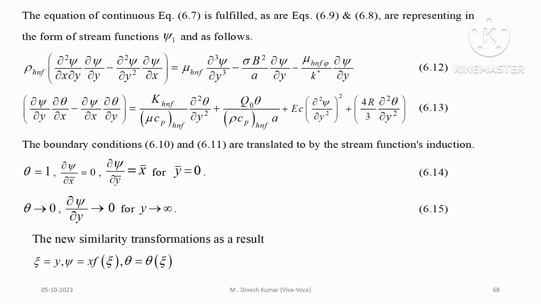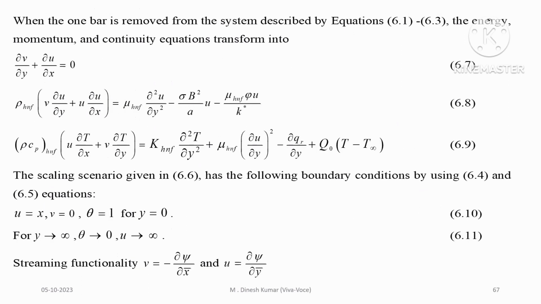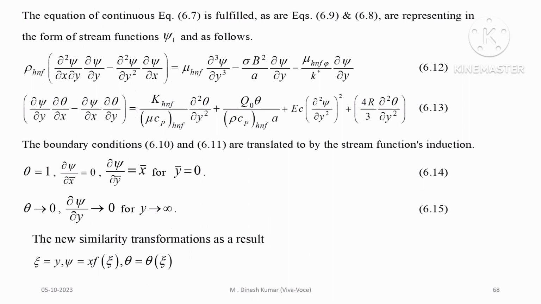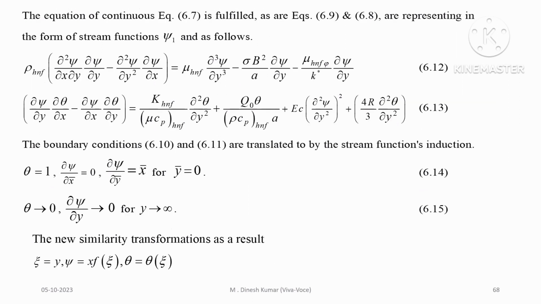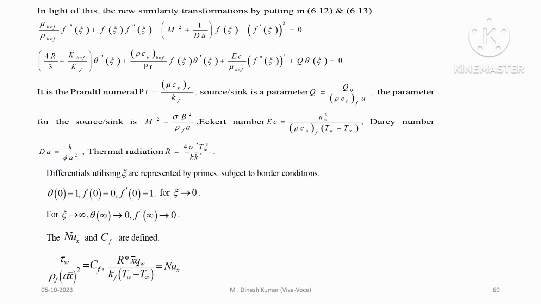By putting the similarity transformation into the governing equation, we convert the dimensional equations to dimensionless ones, and by putting in the stream function, we get the equation below. These are the similarity transformations we get from the Lie group analysis. Again we substitute them in 6.1 to 6.13, then you get the final equations below. And these below represent the dimensionless parameters in this chapter.